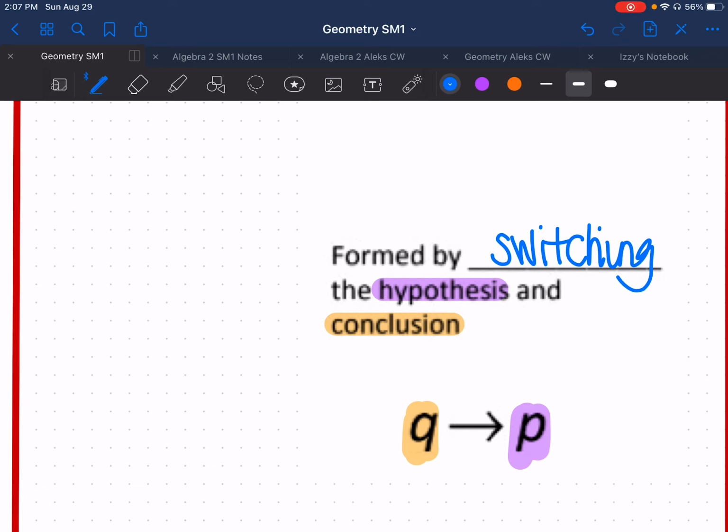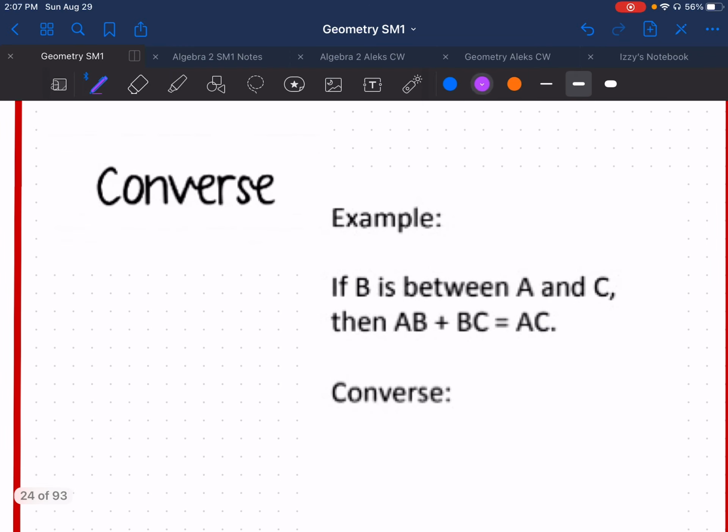It's very rare that we add extra words. When we are doing the converse, we're simply going to switch, okay? We're going to keep the word if and then where they belong. So it's always a good idea in your conditional statement to go ahead and identify what's the hypothesis and what's the conclusion. I use this with my two highlighters. If B is between A and C, there's that word if. So here is my hypothesis. Then AB plus BC equals AC. There's my word then, and there's my conclusion.